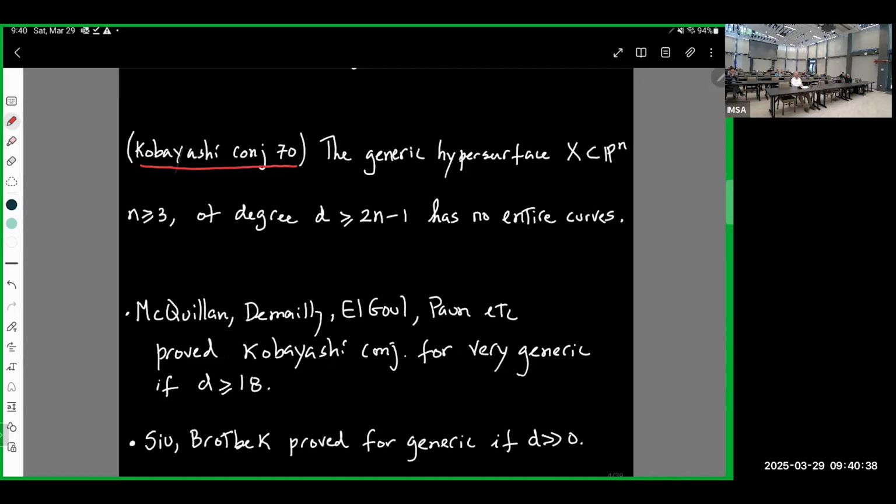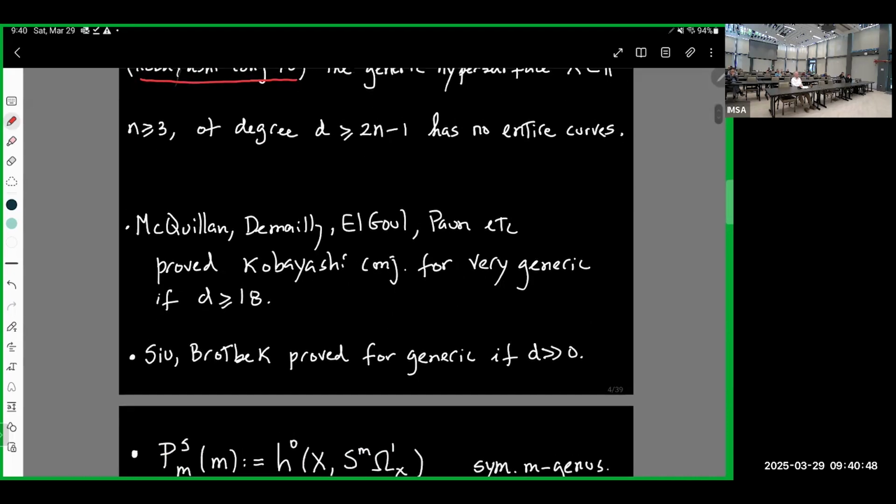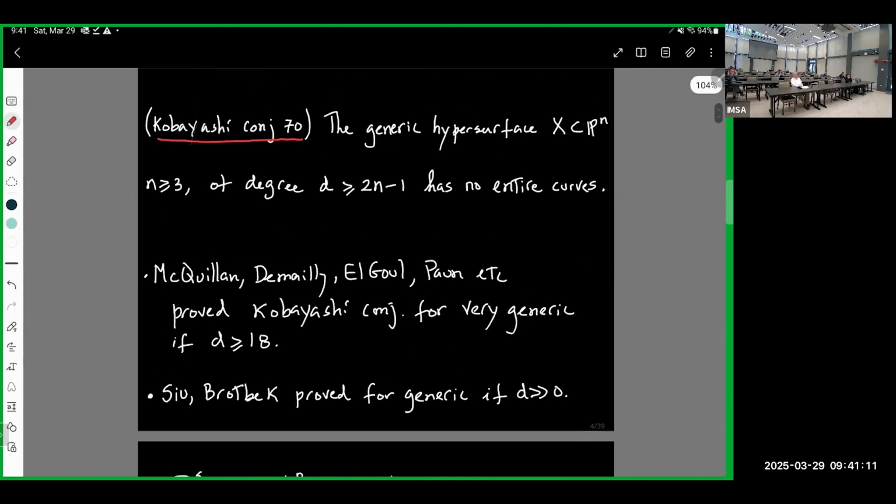It's easy to prove for large degree because these proofs involve jet differentials. You can show more abundance with the highest degree. What does very generic mean? Very generic means you look at the parameter space of all hypersurfaces. Generic means you take away a proper subvariety. Very generic, you take away countably many subvarieties. All right, so this is the connection to hyperbolicity, but now we're going to start focusing on bigness.